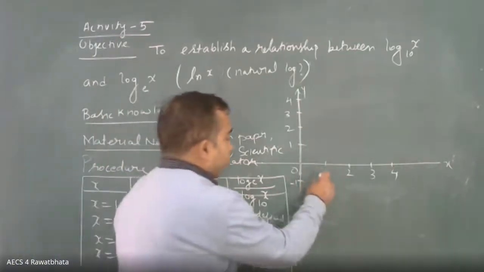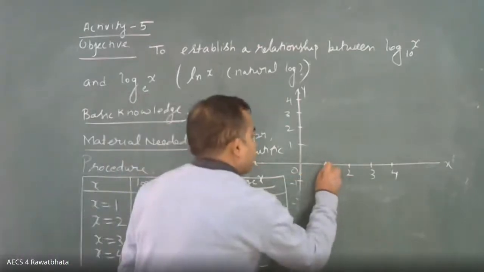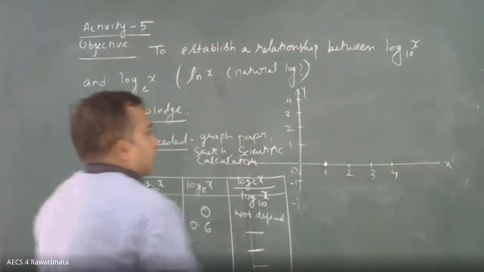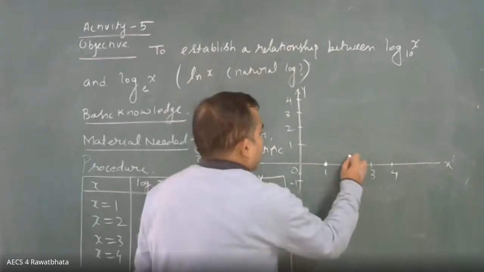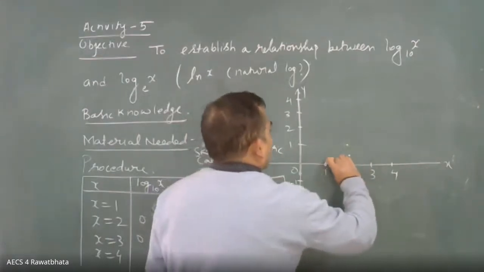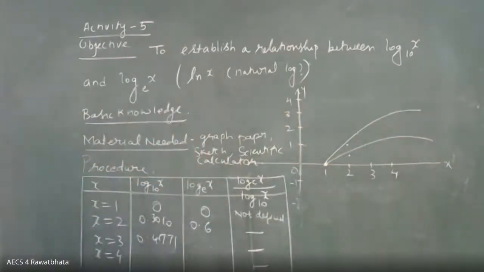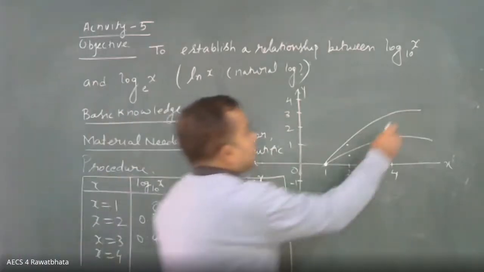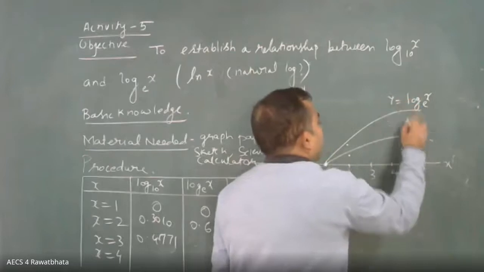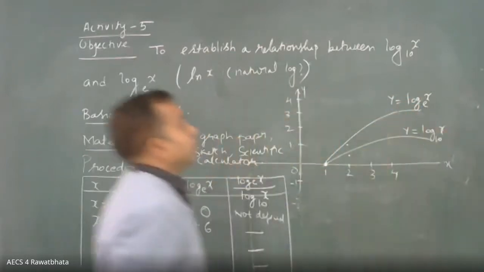Both graphs at 1 will meet at 0. Then for 2 it is 0.3 something, and the other one is 0.6 something. So I feel one graph will be like this, the other graph will be like this. I think the log x base e value should be higher, but these are all things you have to find out. This will be log x base 10.